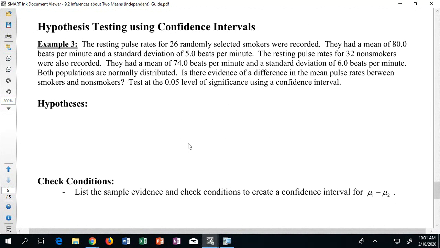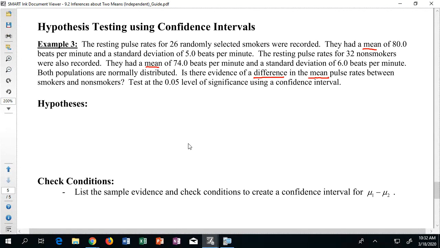The resting pulse rate for 26 randomly selected smokers was recorded. They had a mean of 80 beats per minute and a standard deviation of 5 beats per minute. The resting pulse rates for 32 non-smokers were also recorded, and they had a mean of 74 beats per minute, standard deviation 6. Both populations are normally distributed. Is there evidence of a difference in the mean pulse rates between smokers and non-smokers? Okay, is there a difference in the mean pulse rates?